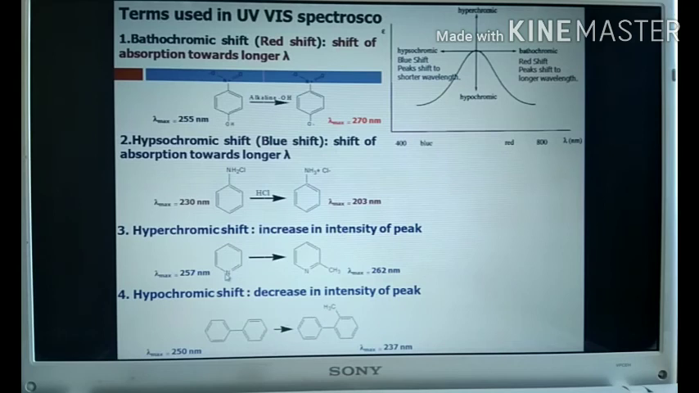What you have here is 2-methyl pyridine. When pyridine having lambda max 257 nanometer is converted to 2-methyl pyridine, lambda max changes to 262 nanometer. 257 nanometer is going to 262 nanometer. So lambda max increases and intensity also increases. So it is a hyperchromic shift. Its intensity is increasing here, isn't it? If lambda max increases, the intensity also increases. Do keep that in mind.